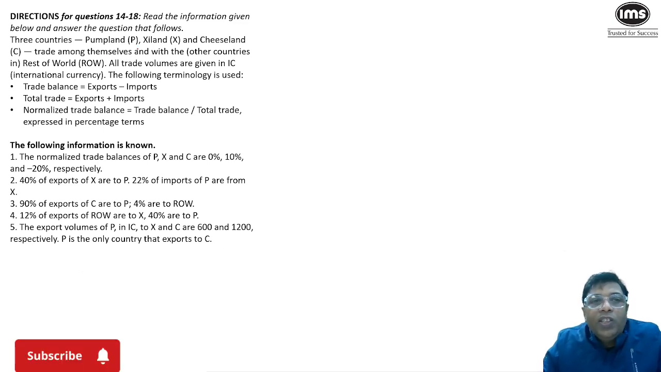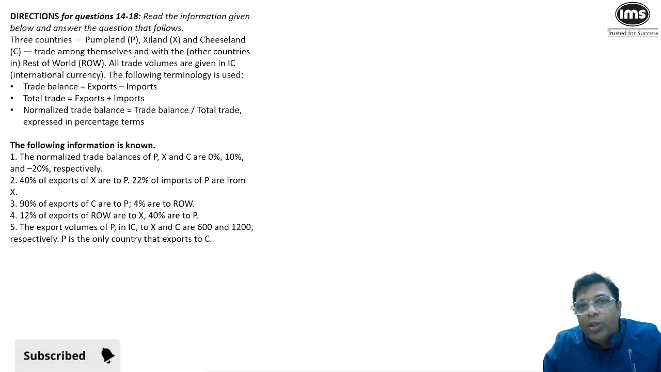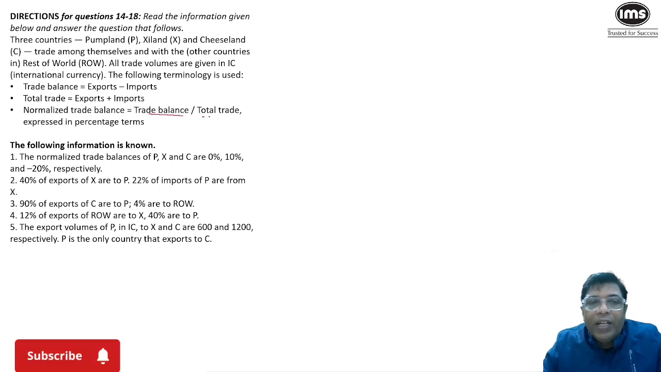There are three countries P, X and C. They trade among themselves and with the other countries in the rest of world. So there are three countries and they also trade with the rest of the other countries classified under ROW. All trade volumes are given in IC, that is international currency, and the following terminology is used. Trade balance is export minus import. Total trade is export plus import, and normalized trade balance is trade balance divided by total trade, when it is expressed in terms of percentage.